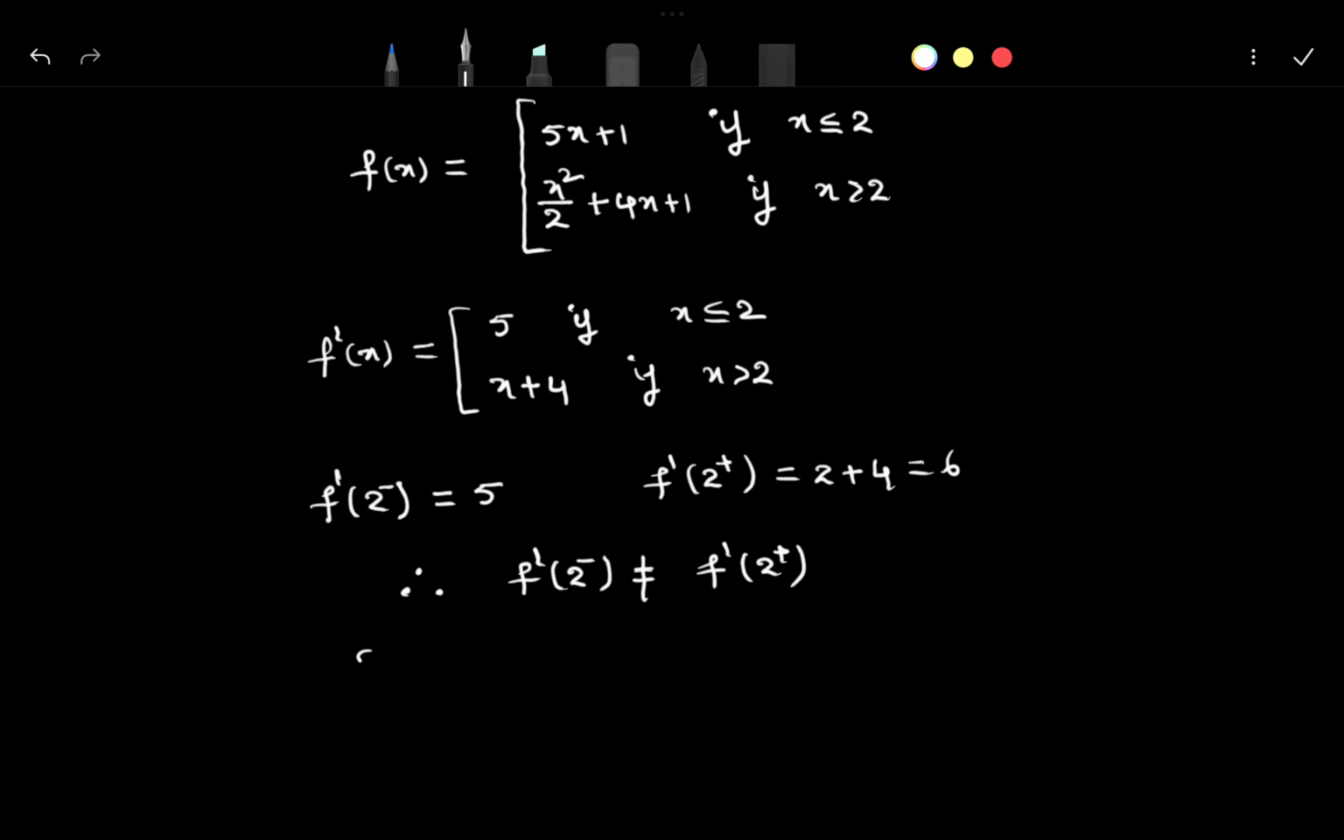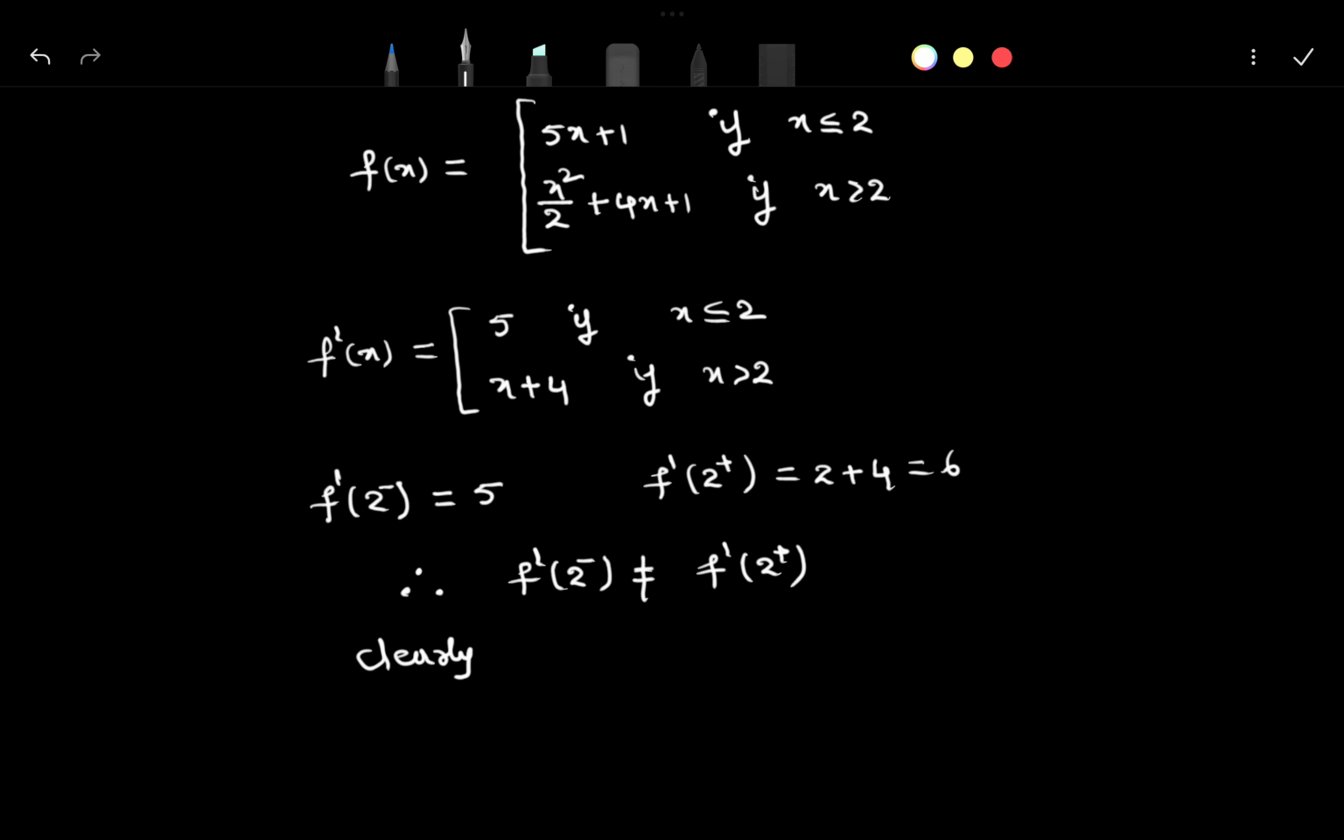So clearly this one is not differentiable. Why? Because what is the definition of the differentiability of the function at x equals a? Left hand derivative at x equals a will be equal to right hand derivative at x equals a, then the function is differentiable at x equals a, otherwise non-differentiable.